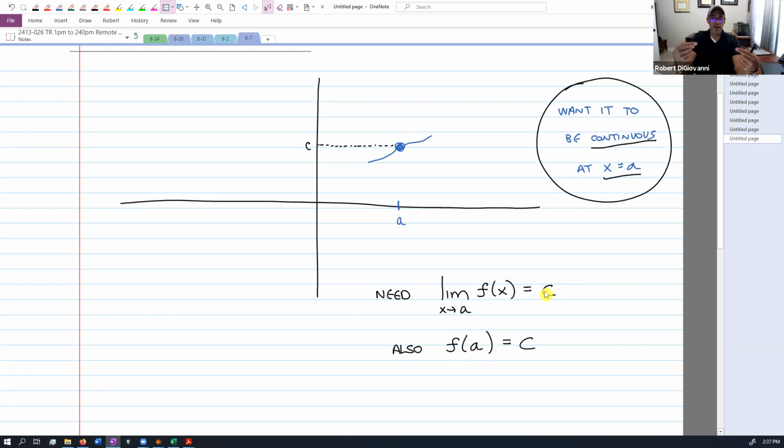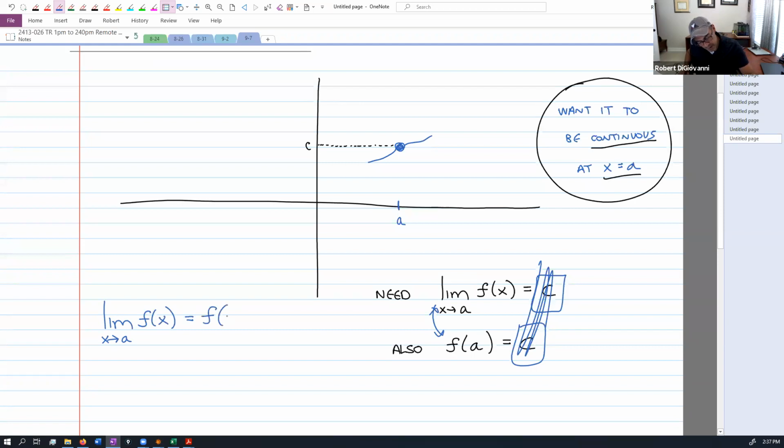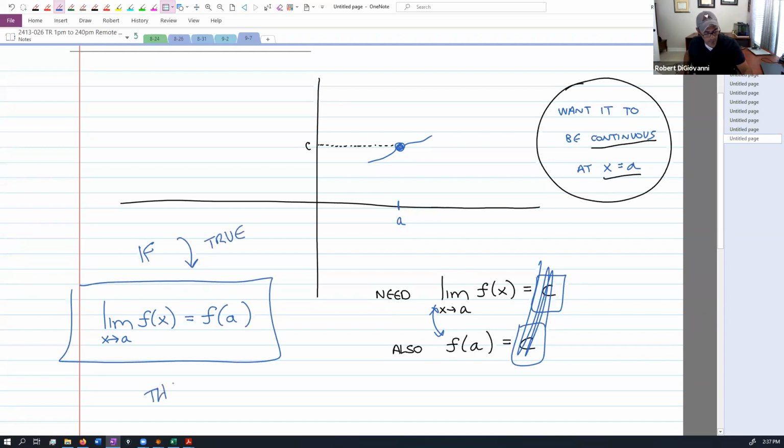So as you come in from both sides, you're headed to the same point, and when you get to that point, it's actually filled in right there. That makes sense? And if both of these are equal to c, then can't I just get rid of that and just put these two equal to one another? And just say this: the limit as x approaches a of this function must be equal to the function's value at a. If that is true, then what we have is continuity at x equals a.